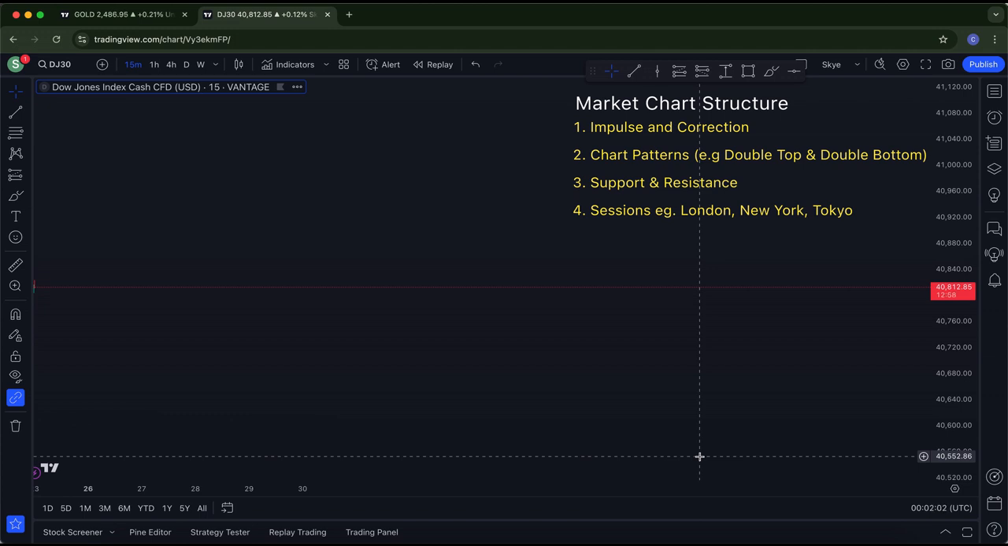So in our next class, we'll be focusing on entry: how we are going to enter the market during the impulse and correction, how we are going to use our M and W patterns, how we are going to use our support and resistance, and how we are going to enter trades during sessions, basically the New York sessions.